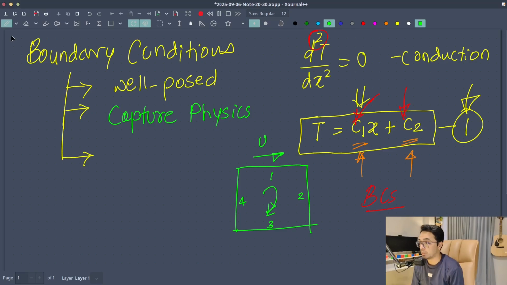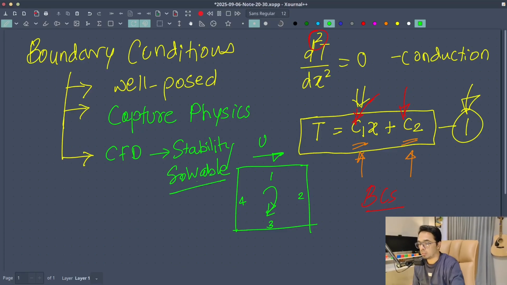And most importantly, for any CFD simulation to run, we need a stable code, a solvable code. Boundary conditions make that happen. So these are the reasons why we need to use boundary conditions in our CFD code.